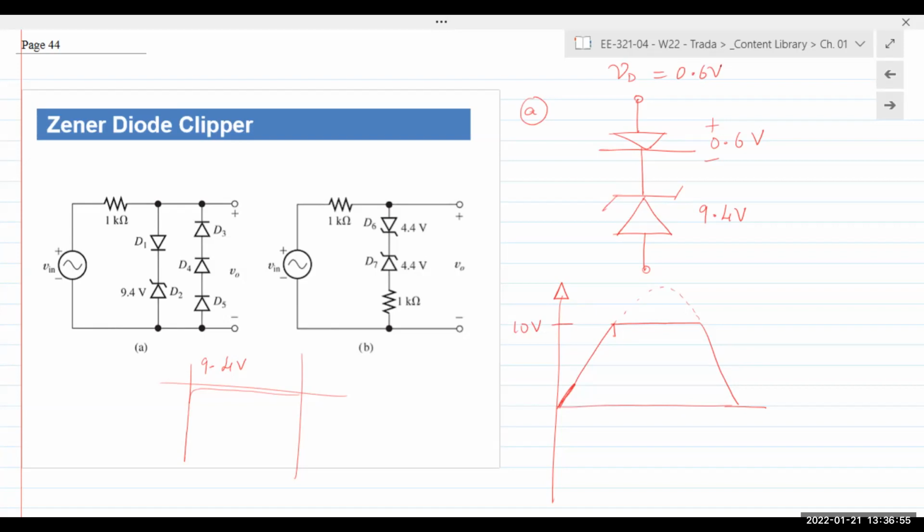0.6, 0.6, yes, Sam. Yes, per diode, yes. So you just sum them up. Good question. So you got 3 diodes back to back to back. How much voltage do we need? 1.8. So this is not to scale, of course, but 1.8. So at minus 1.8, it clips.